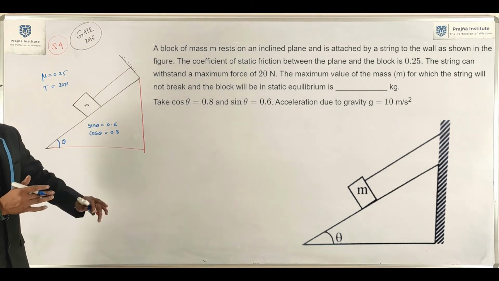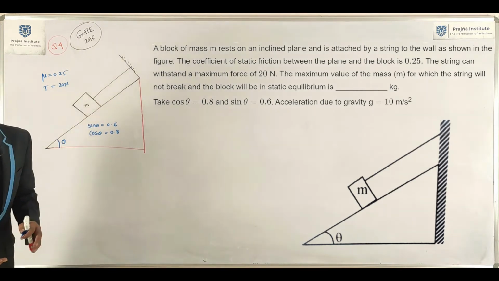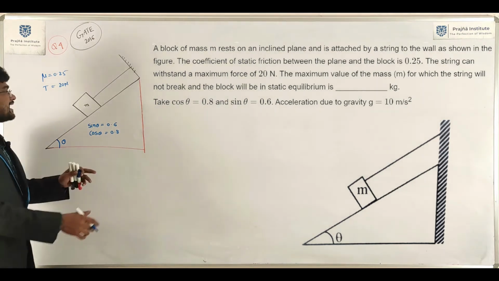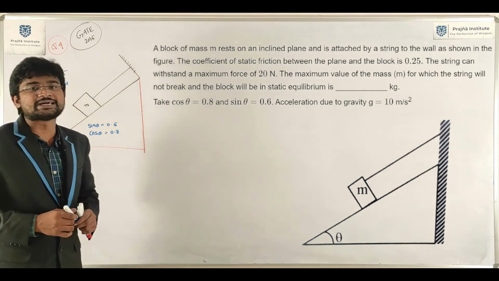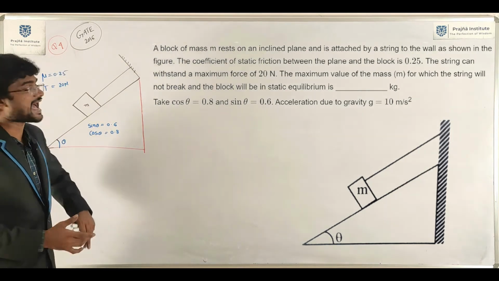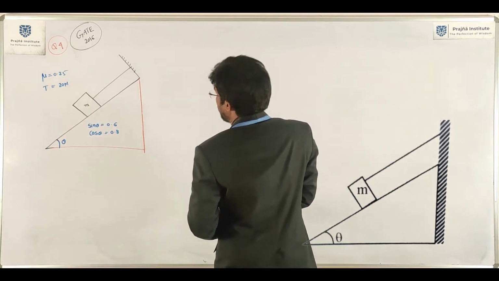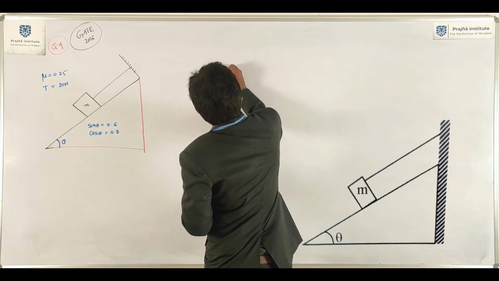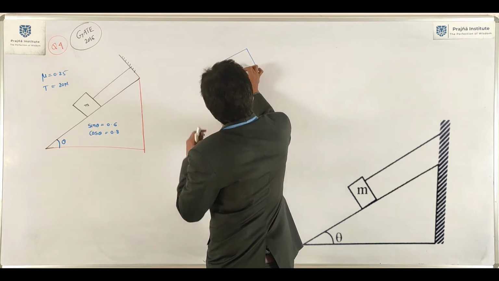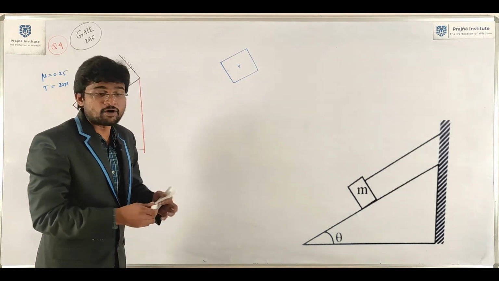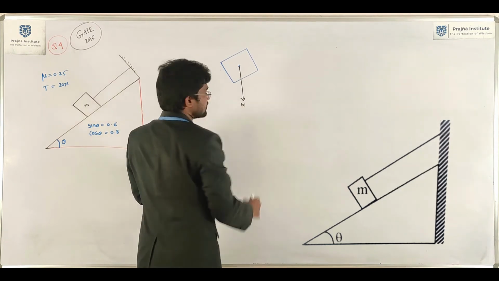Accordingly, we need to calculate the maximum amount of mass we can keep so that the string will not break. It can withstand up to 20 Newton, so we need to take the tension in the string as 20 Newton. Now we need to draw the free body diagram for the block. Simple, the same procedure we need to follow. What is the first statement? Weight always acts vertically downward.